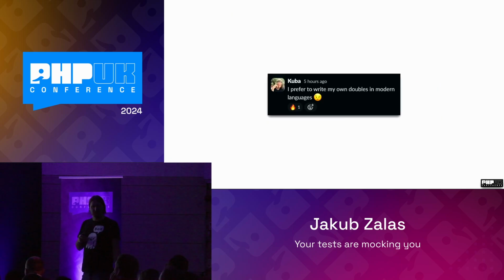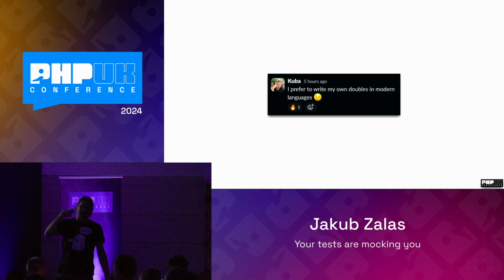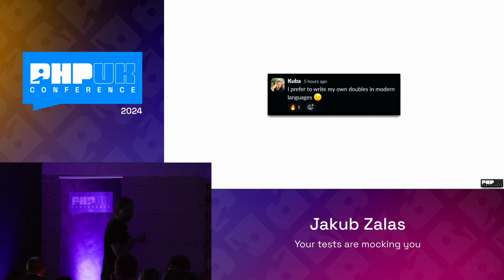I don't really have an example of a fake, because a fake is just an implementation you write every day. It's just simpler than the actual. So Neil challenged me to put this on the slide. I prefer to write my own doubles in modern languages. I'll leave it up to you to decide whether PHP is a modern language or not.